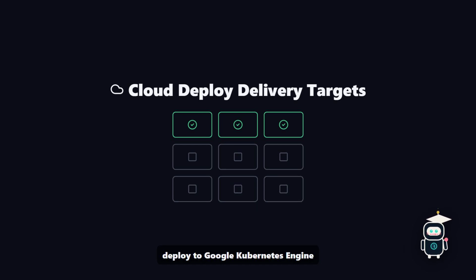Typically, you'll deploy to Google Kubernetes Engine, GKE, GCP's managed Kubernetes service. Cloud Run, GCP's fully managed serverless container platform that runs your containers without worrying about servers. And for hybrid or multi-cloud setups, Anthos, Google's hybrid and multi-cloud application platform that extends GKE to on-premises and other clouds. These targets give you flexibility from fully managed serverless containers to self-managed Kubernetes clusters.